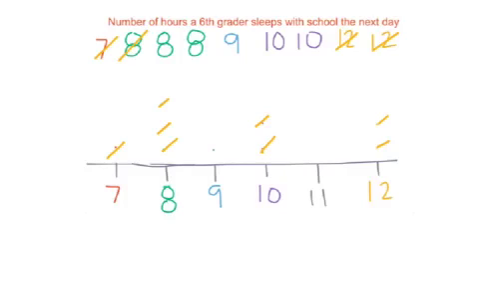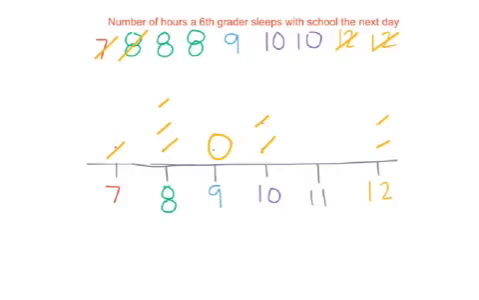So we have 4 values below 9: 7, and then 3 8s, and 4 values above 9: 2 10s and 2 12s. Since they have the same number of values above and below it, we know that this is for sure our median. So 9 is the median of our data set.